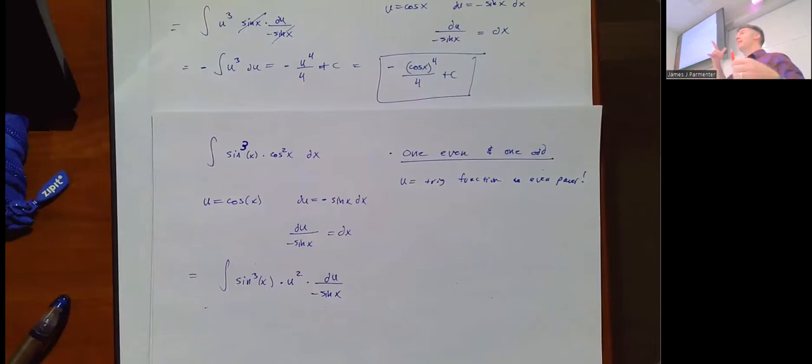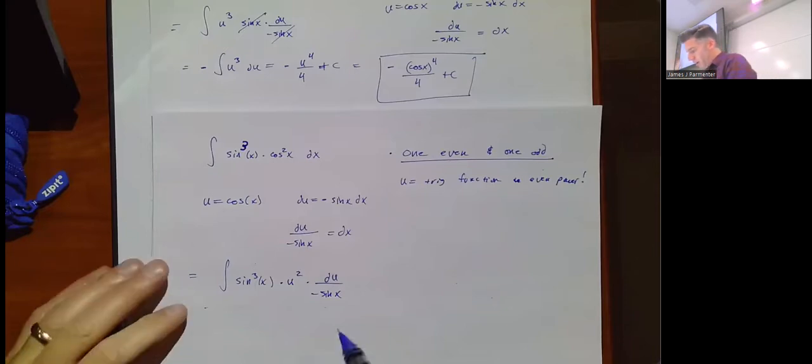As long as the thing that isn't u, right? So we chose u equal to cosine, sine is the other one. As long as the not u choice, as long as the leftovers are to an even power, you're in a good spot. So that's going to be true whether you're dealing with sines and cosines, or whether you're dealing with secants and tangents, or cosecants and cotangents. If the not u choice has an even number left over, you're in a good spot.